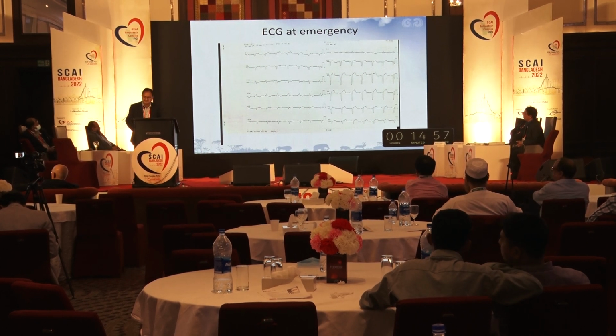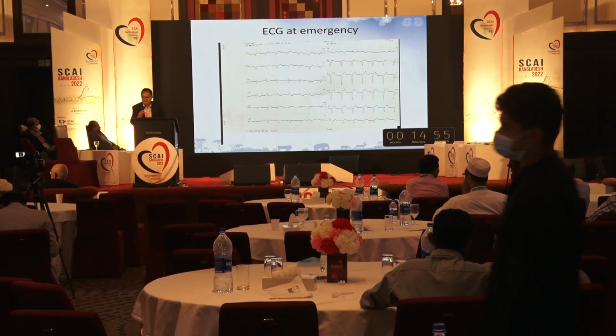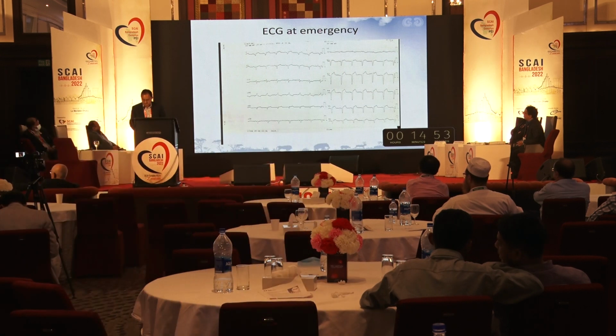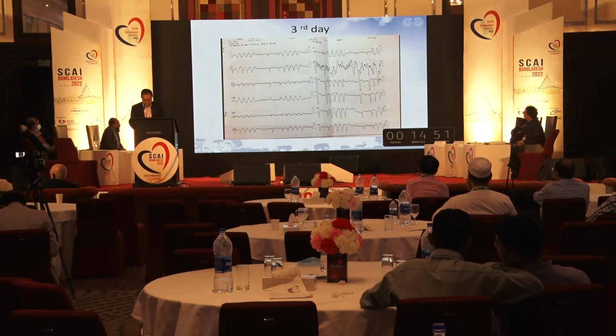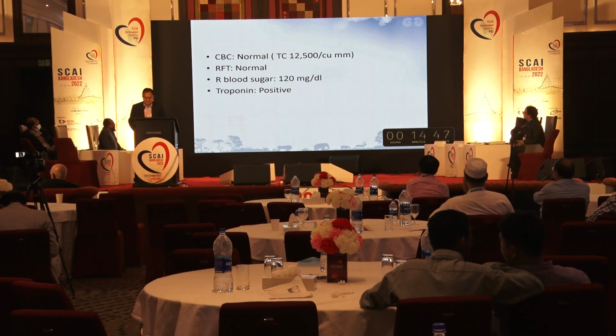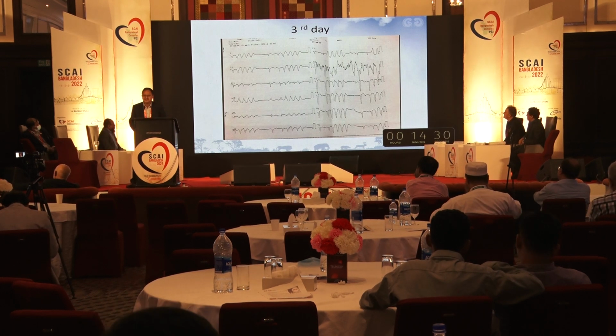And estimation. And this is probably after 3 to 4 days. His investigations were all normal, except the count was 12,500. Renal function test, sugar normal, troponin was positive, D-dimer was negative, and NT-proBNP was high, around 2,500. So he was doing fine, admitted and treated very well.